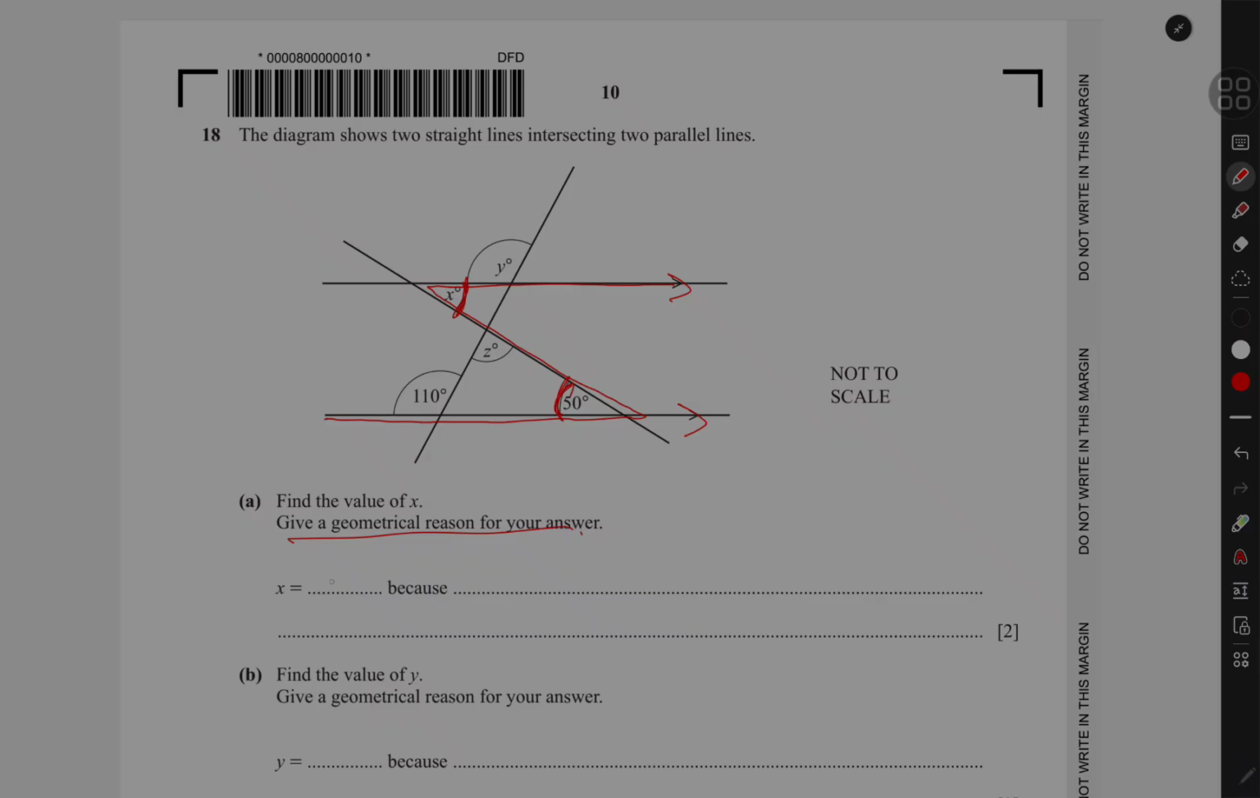Simple, because these are, the correct term is alternate angles. But we're just looking for z's. So this is z.